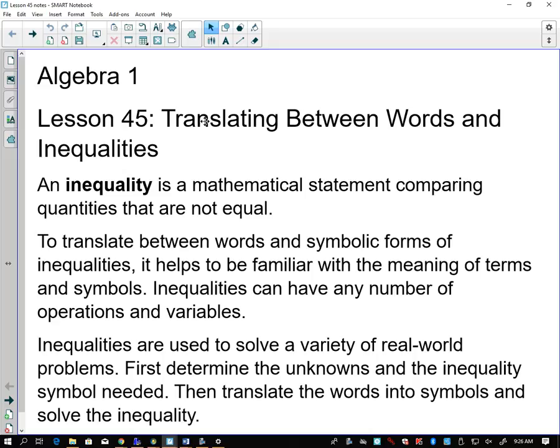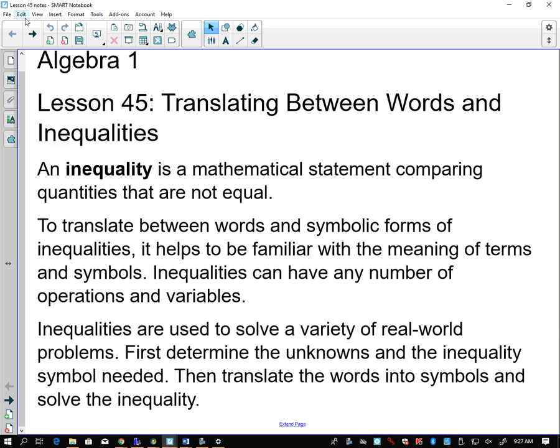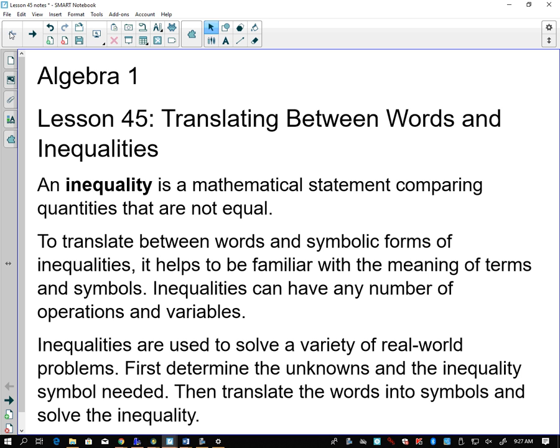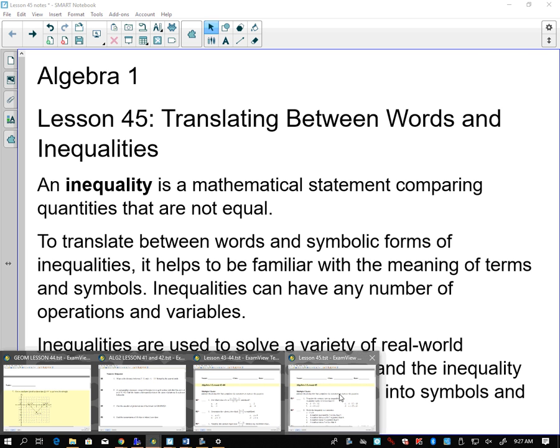Inequalities are used to solve a variety of real-world problems because, listen, in the real world, things are very rarely equal, right? A lot of things are not equal. Okay. First, determine the unknown and the inequality symbol needed, then we translate the words into symbols, and then we solve the inequality. And that's basically it in terms of the notes that they give you. So from this point on, it's working out some questions.